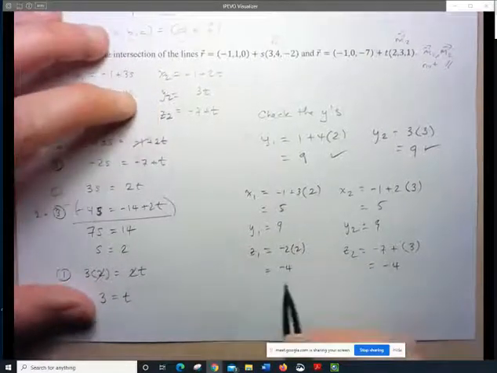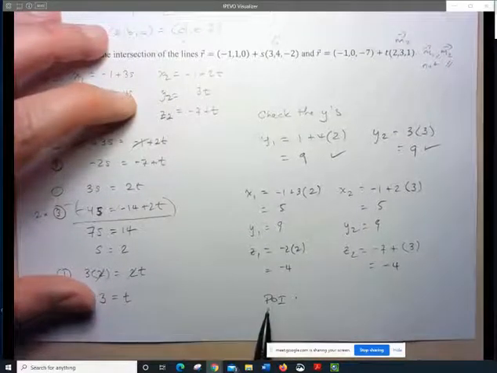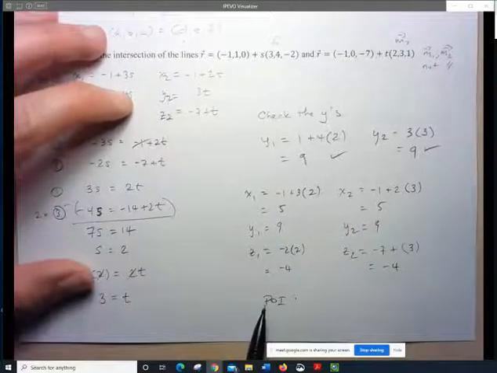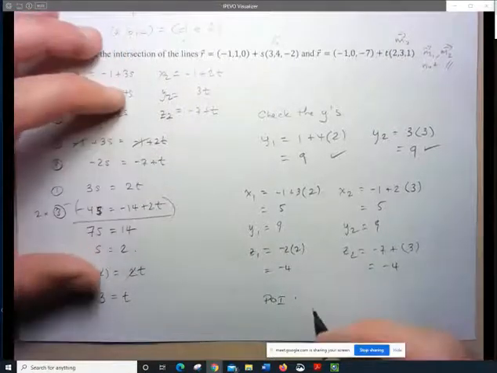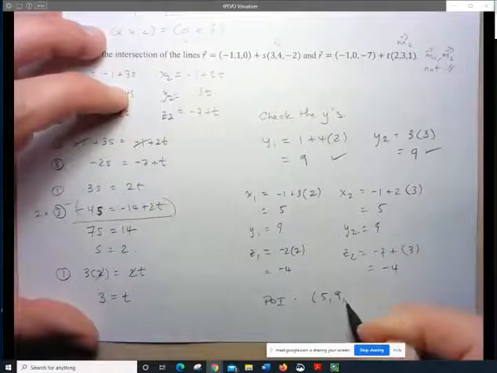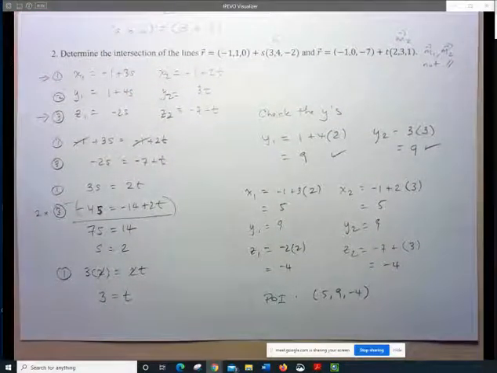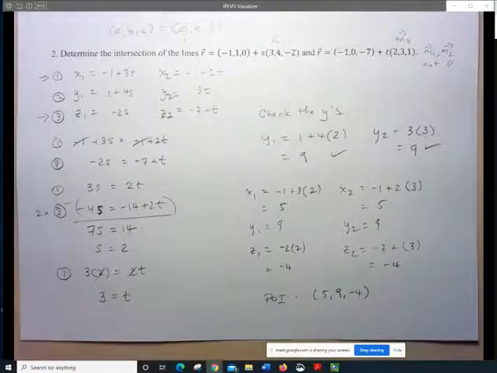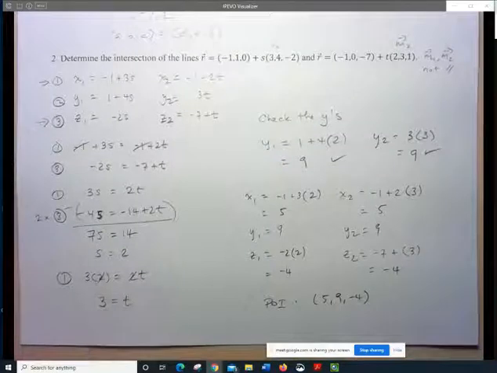Okay, so that means our point of intersection. Now here it's all about context. This doesn't represent a point of inflection. In this context, we understand the point of intersection is going to be 5, 9, negative 4. So in this case, the two lines we already knew were not parallel. We have now established them as having a single point of intersection.